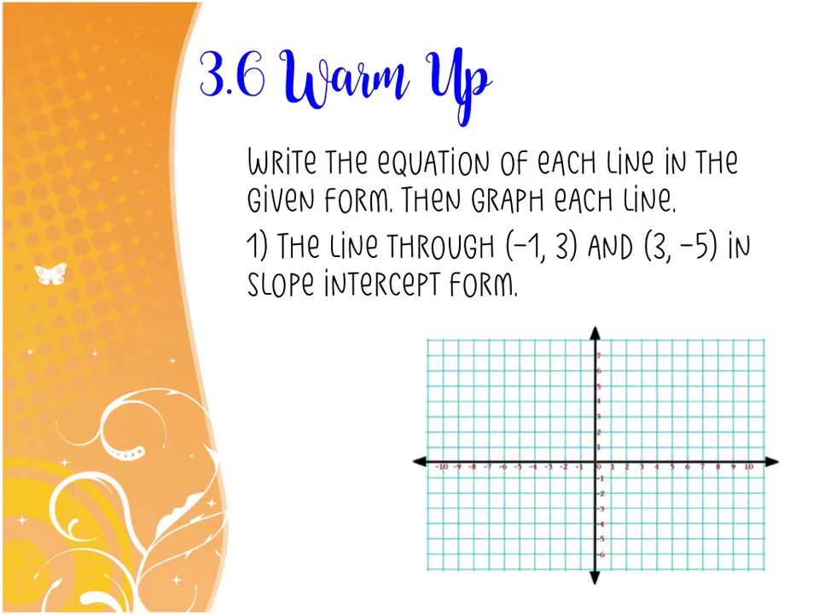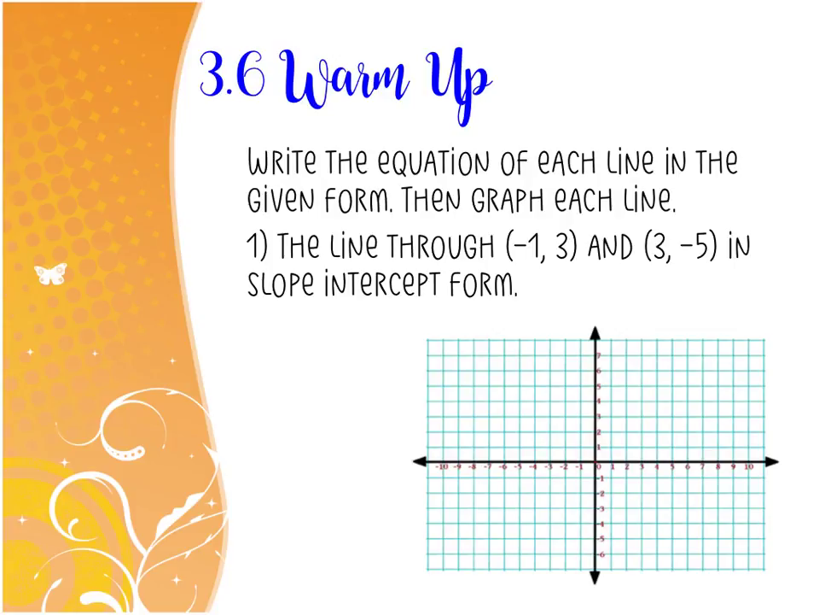All right, here's the 3-6 warm-up. So 3-6, we talked about parallel and coinciding and intersecting lines, figuring out the relationship between those, how to find the slope-intercept form of an equation, and how to find the point slope. So this person says, write the equation of each line in the given form and then graph the line. The line through negative 1, 3, and 3, negative 5 in slope-intercept form.